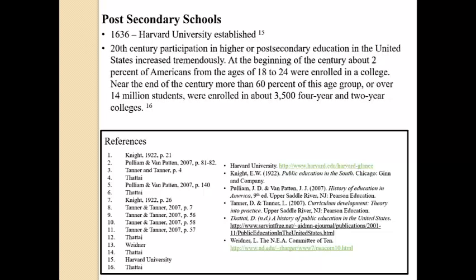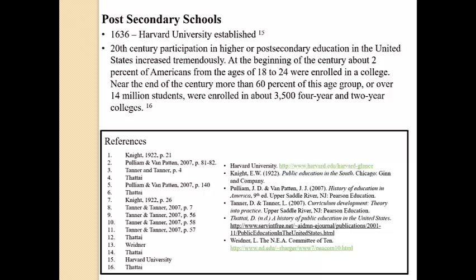By the 20th century, we see participation in higher education or post-secondary schools increasing tremendously as the 20th century progresses. At the beginning of the 20th century, at 1900, about 2% of Americans 18 to 24 were enrolled in college. In the late 1990s, more than 60% were enrolled, or over 14 million students in 3,500 four-year and two-year colleges.